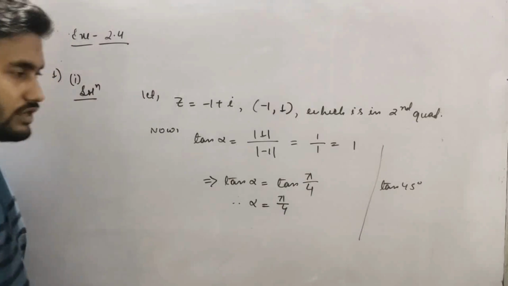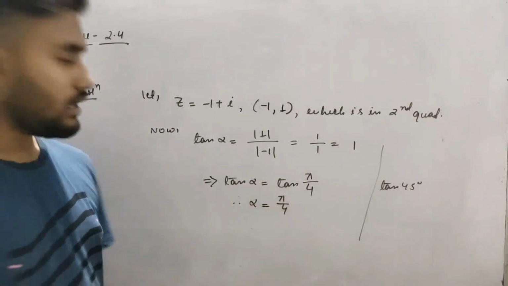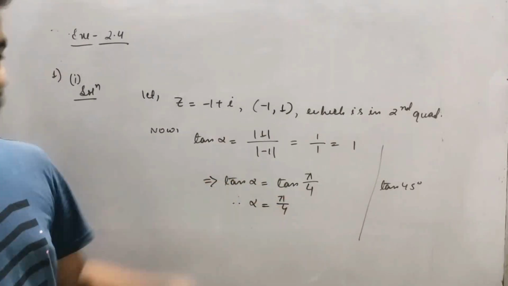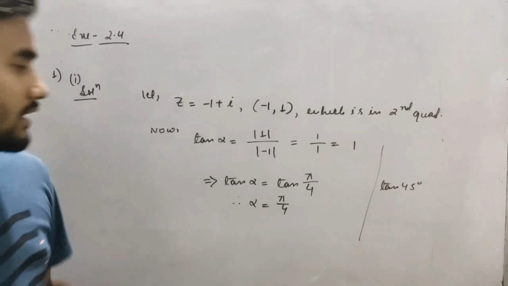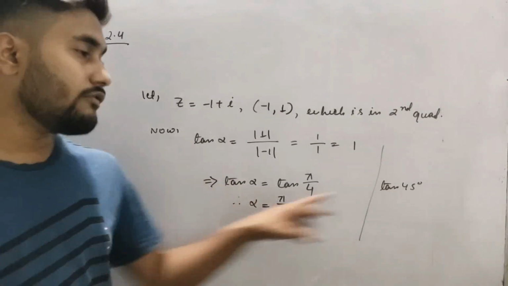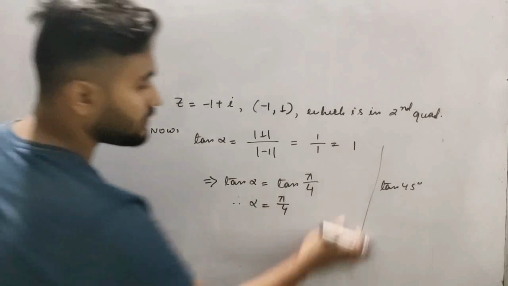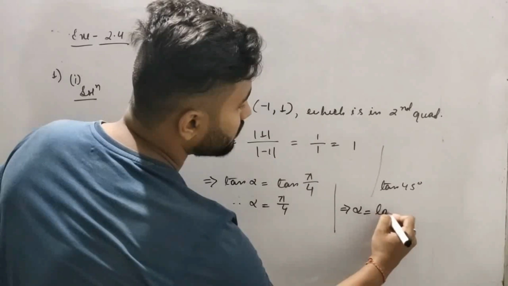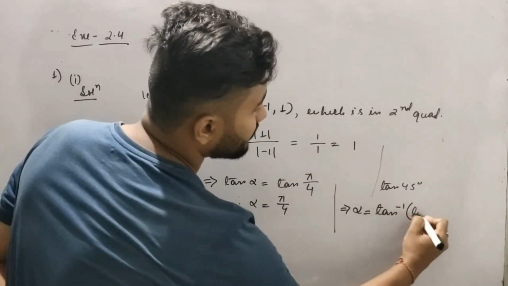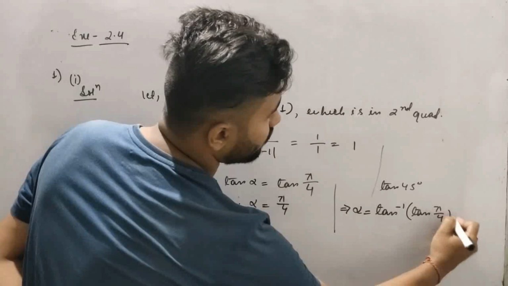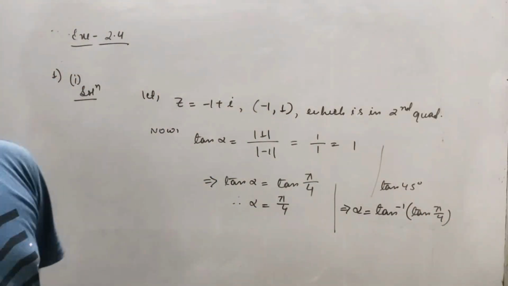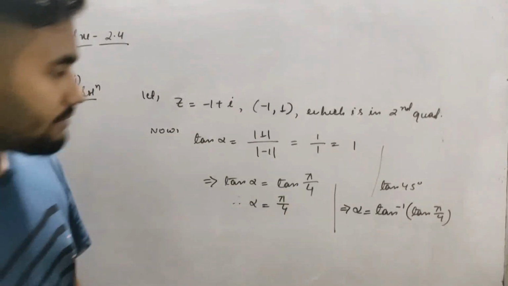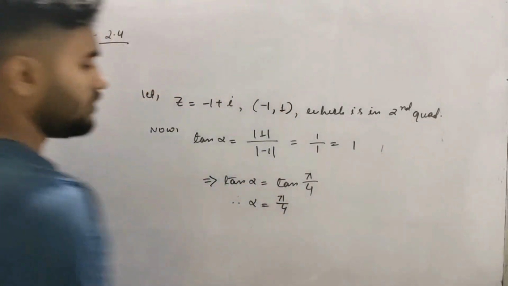Never cancel this tan tan. This is not a product over here, so you cannot cancel the tan. Rather, in higher classes you will see that alpha will be equal to tan inverse of tan pi by 4, but this is the inverse trigonometric ratio, that is for higher secondary, not now. So just simply write alpha is equal to pi by 4. So you have got alpha.